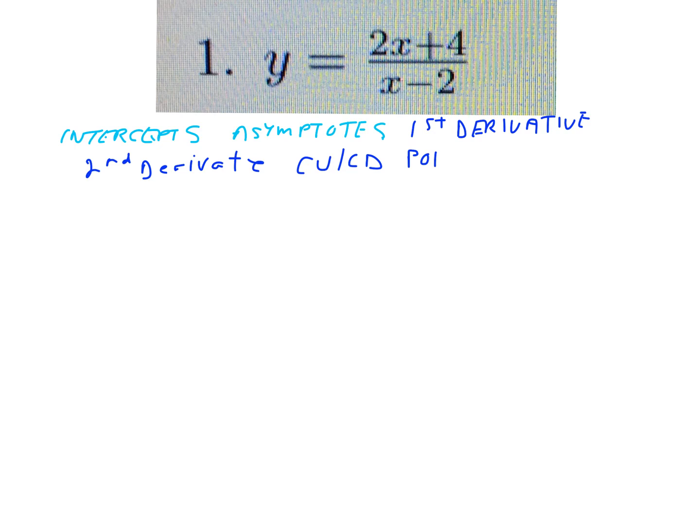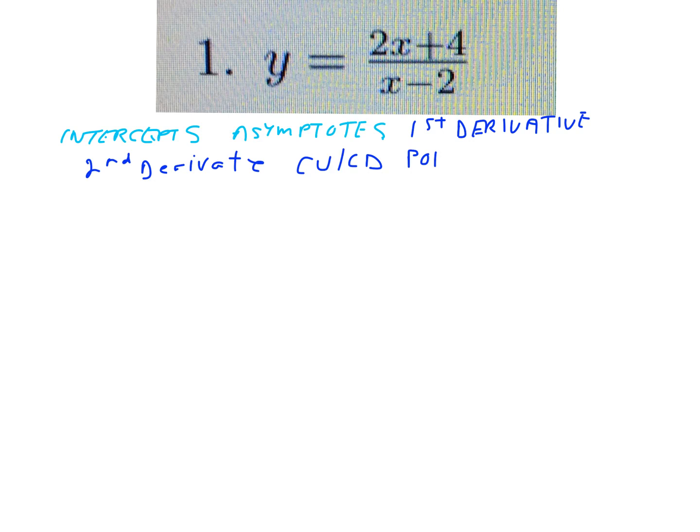When we're doing a curve sketching question, I've just listed the headings for the different sorts of things we want to test for to get information about the curve and the shape of the curve. Starting with the easiest ones, because then we have a couple of points, hopefully, and we already have a good idea of about where on the grid the curve is going to go.